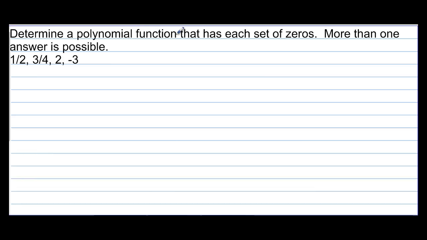Determine a polynomial function then that has each set of zeros. More than one answer is possible. When we have fractions, we really don't want x minus 1/2. I don't want to deal with these fractions. There's another way to write a factor that has a zero that is a fraction. If we had 2x minus 1 set equal to 0, and then we solve that, we would add 1, and then we would divide by 2, so that'd be 1/2. If it's 2x minus 1, then the 0 would be 1/2.